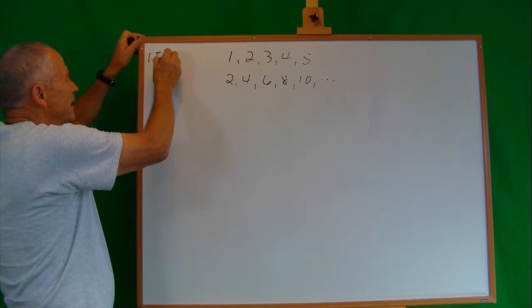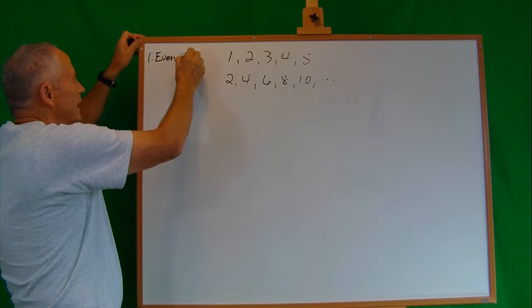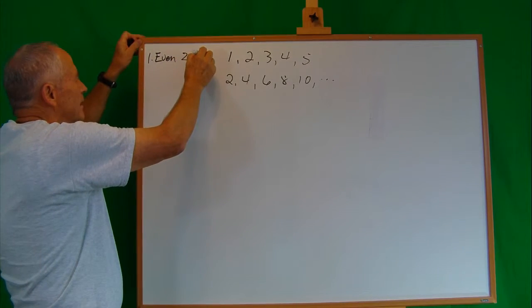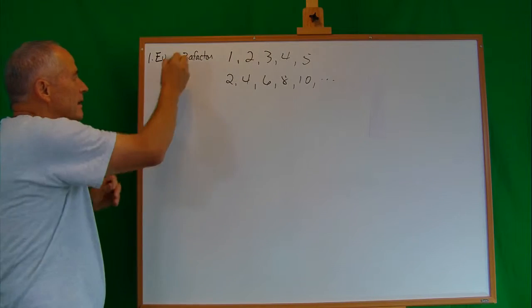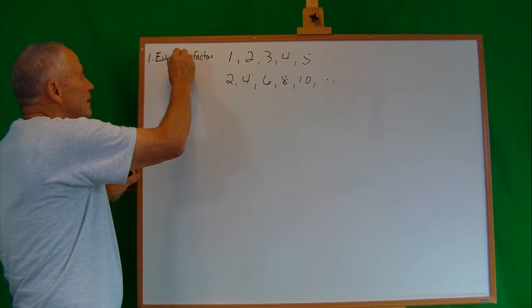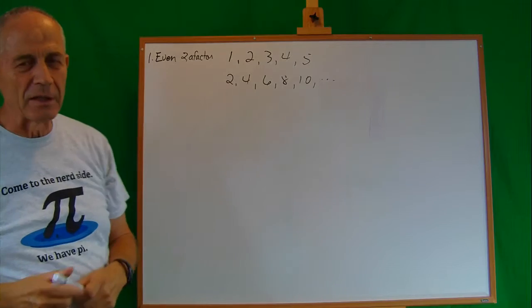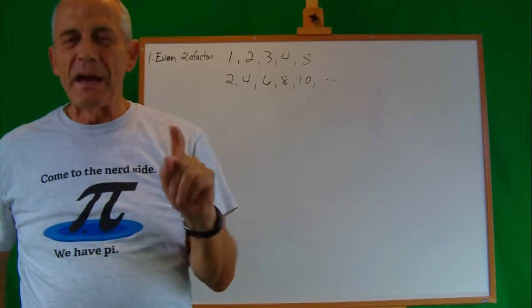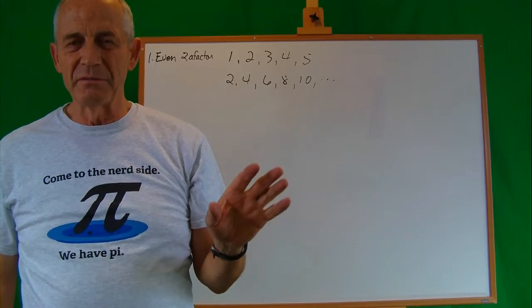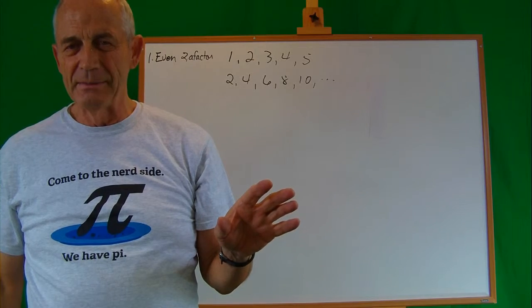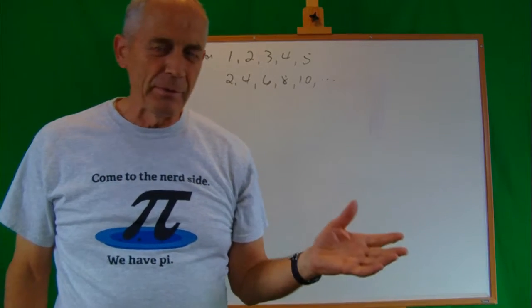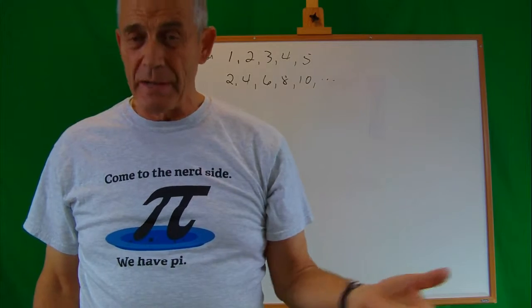Even, 2 a factor. Okay, I'll make that so it doesn't look like a Z. If you have an even number, 2 is a factor. You know that automatically. Okay, after you learned how to count by twos, then how did you learn how to count?